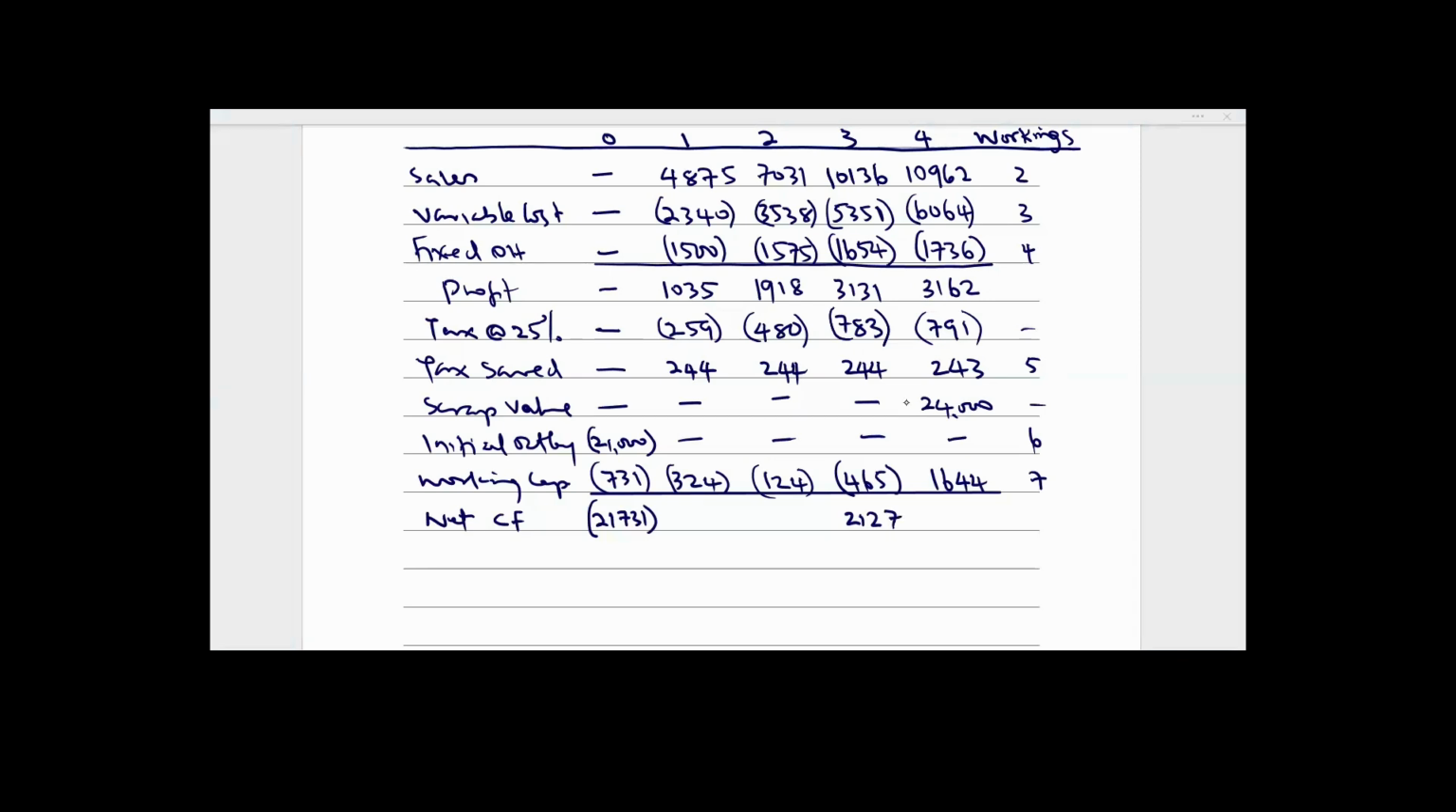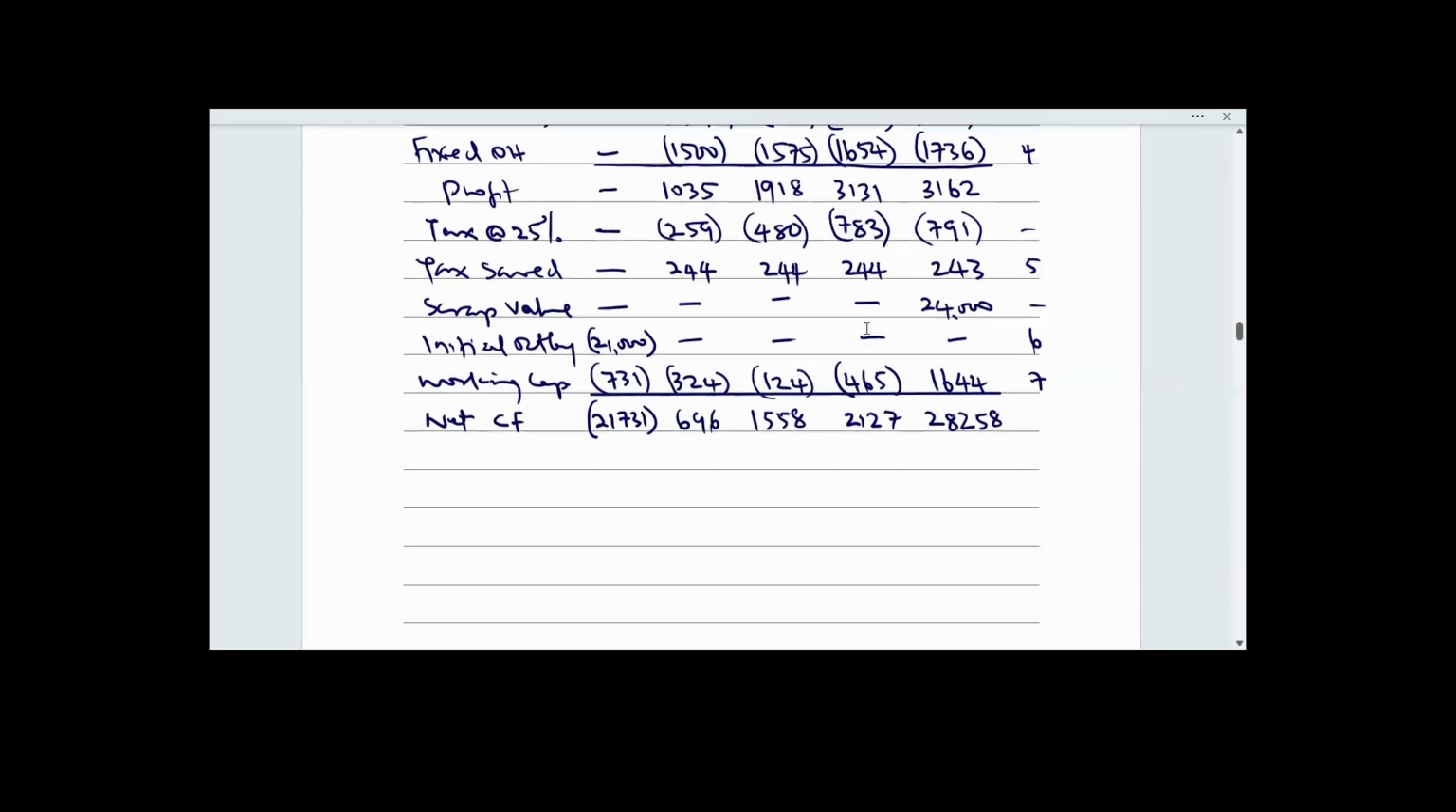Last year, 28,258. Last year, 696. Second year, 1558. Okay then, so that's the net cash flow.